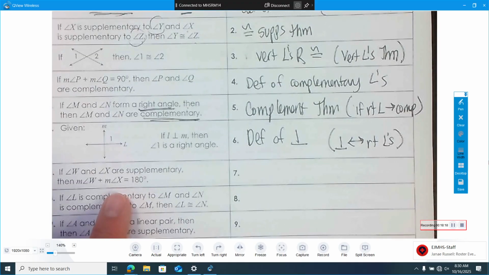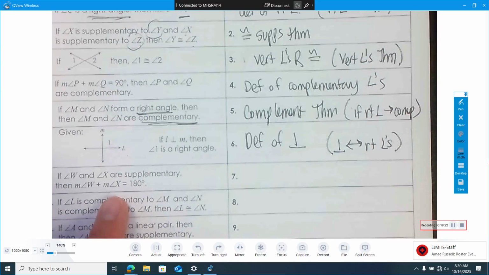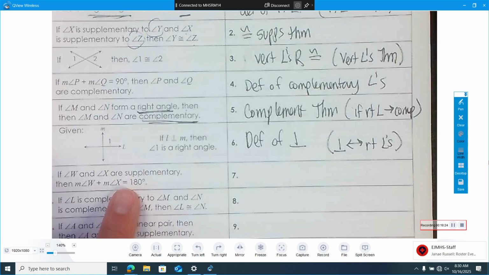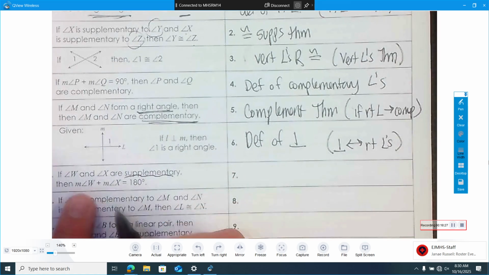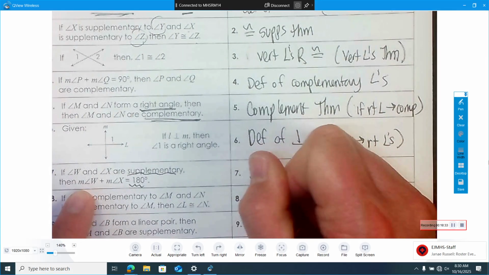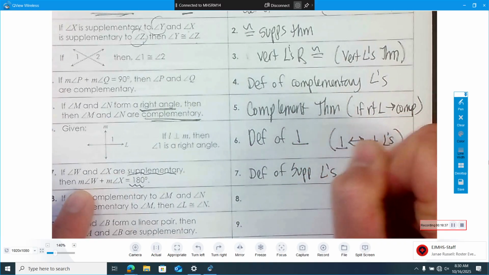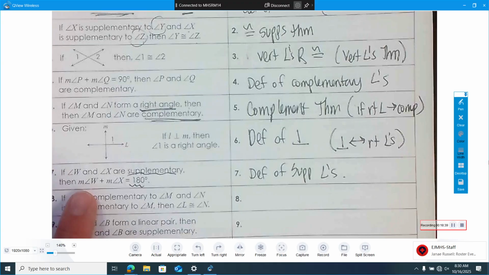All right. If angle W and angle X are supplementary, then you can add them and they equal 180. How do we know that? Definition of supplementary angles.